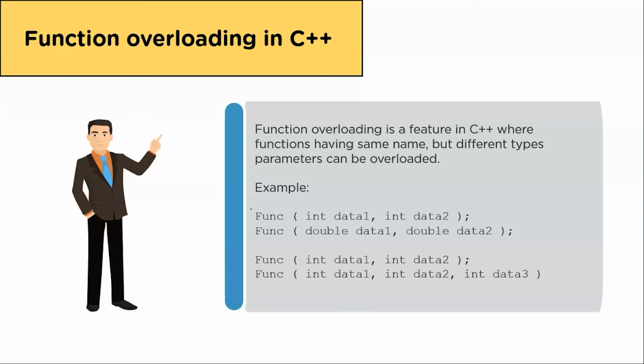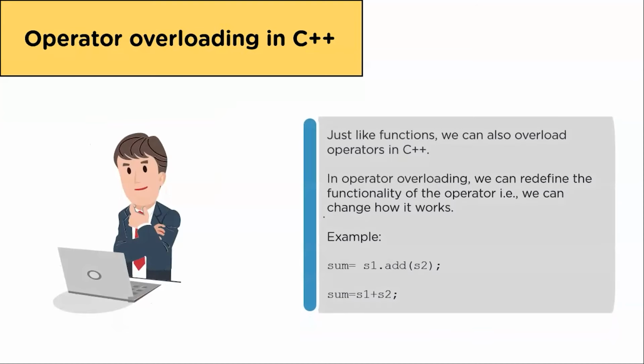Then next is operator overloading. Like functions, operators can also be overloaded. In operator overloading, we can redefine the functionality of the operator. It helps us in redefining the already existing operator. For example, instead of writing sum equals s1.add(s2), we can easily write sum equals s1 + s2. That is, we can redefine the plus operator and use it to add the numbers in the operator function. And we will discuss the syntax of operator overloading in the examples.